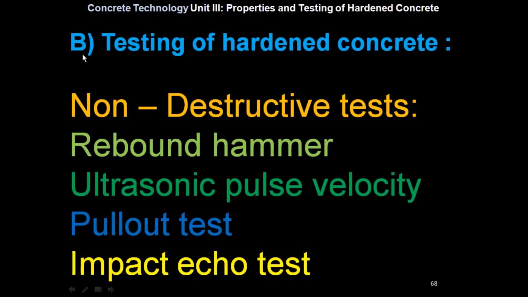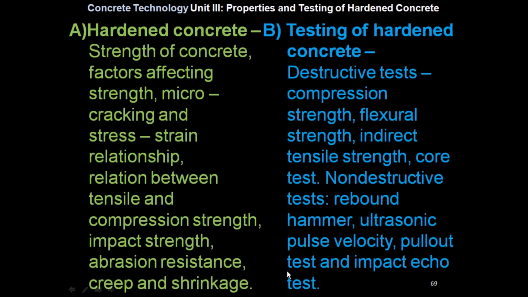So we have seen part B of unit 3. Part B, that is testing of hardened concrete, which includes non-destructive tests: rebound hammer, ultrasonic pulse velocity, pull-out test, impact echo test. So this is the syllabus of unit 3, properties and testing of hardened concrete.